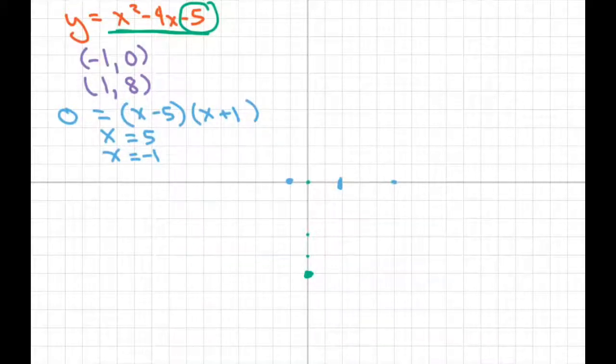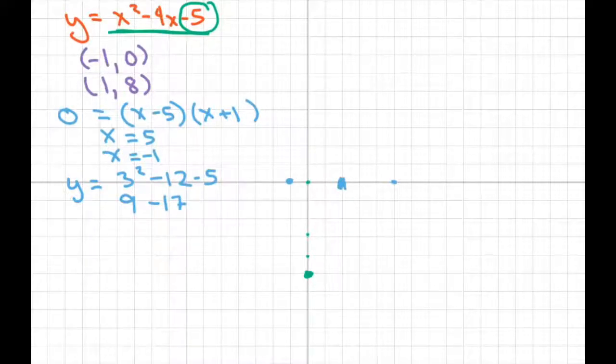So I'm going to go ahead and plug in 3 to find my vertex. I know that this is the midpoint. This is quadratic. So if I plug in 3 squared minus 12 minus 5, you get 9 minus 17, which is, what is that? -8. So y would be -8. So that's down in here.